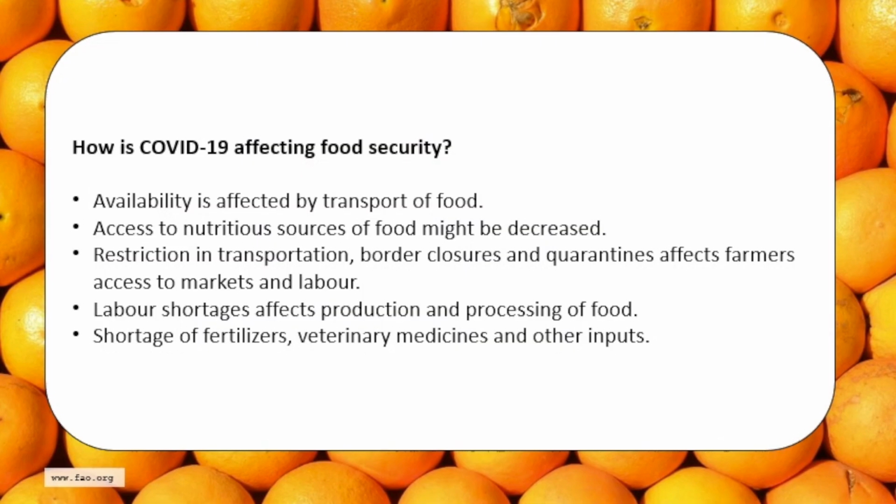In which way is COVID-19 affecting food security? First of all, it affects the availability of food because there is a hindrance in transportation between regions and countries. The access to sufficient, diverse, and nutritious sources of food might decrease because there are disruptions in the food supply chain. If there are restrictions in transportation, border closures, or quarantines, that affects the farmers' access to markets and labor. It might not be possible to work on their land or transport animals to slaughterhouses.